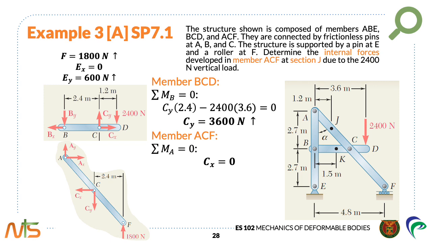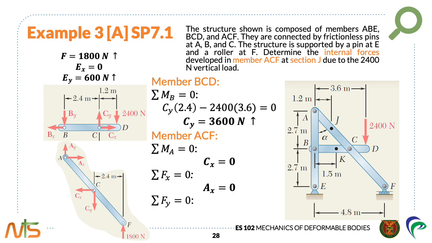Cy is given in the previous calculation. So Cy is equal to 3,600 newtons. Using the values in the previous calculations, we have Cx is equal to 0. And then we have summation of forces about the x-axis equal to 0. So we have Cx, we have Ax, two forces. So therefore, we have positive Ax minus Cx, wherein Cx is equal to 0, and then equate it to 0. So therefore, Ax is also equal to 0.